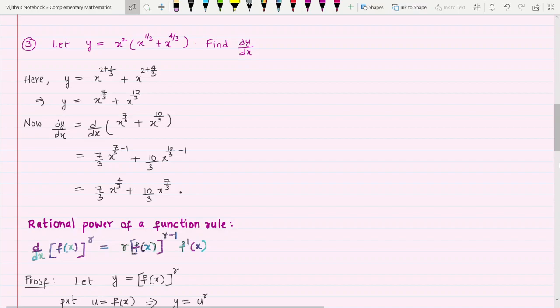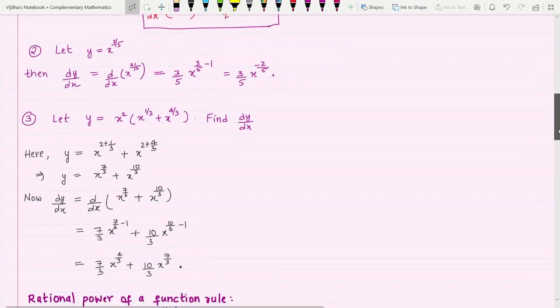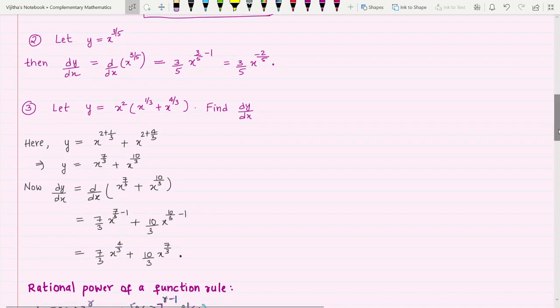For example, consider this problem. Suppose we want to find derivative of x raised to 3 by 5. It is given, so we have to find dy by dx. So dy by dx of x raised to 3 by 5 is, we will apply the power rule here, so we'll get 3 by 5 into x raised to 3 by 5 minus 1. So 3 by 5 minus 1 is 3 minus 5, so it is minus 2 by 5. So you will get 3 by 5 x raised to minus 2 by 5.